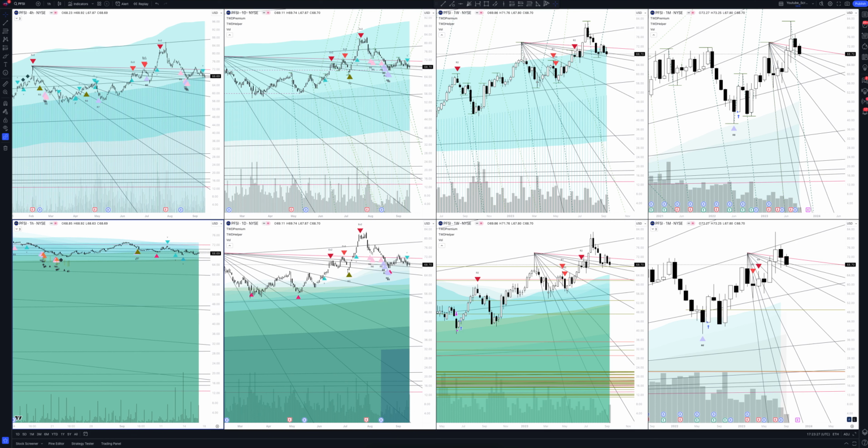Look at PennyMac Financial Services stock. Let's analyze the market situation and find out how you can make money on it.